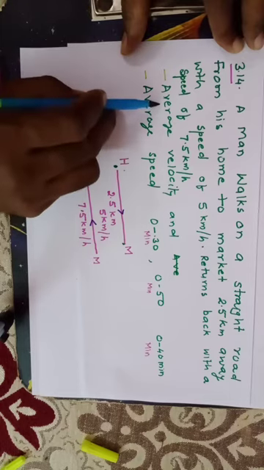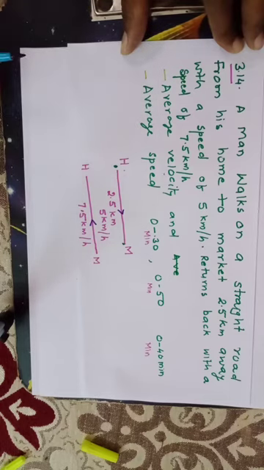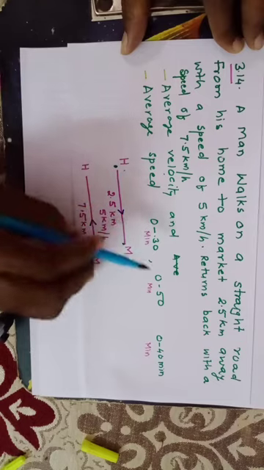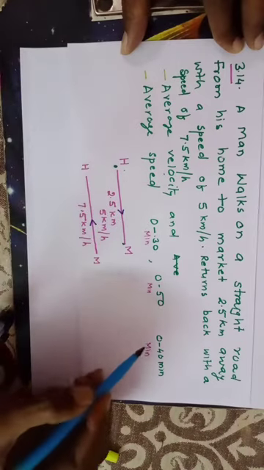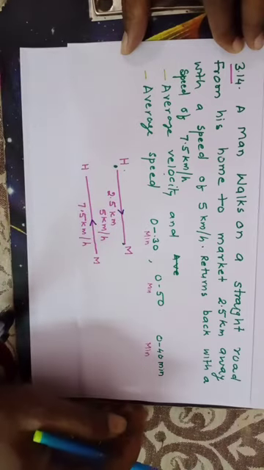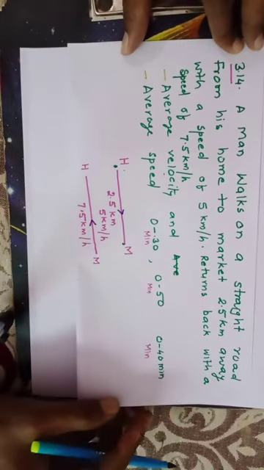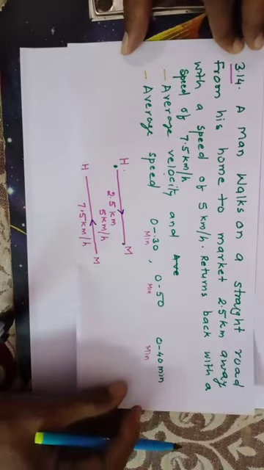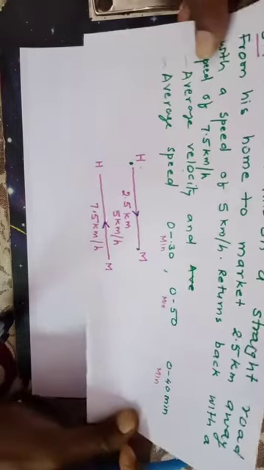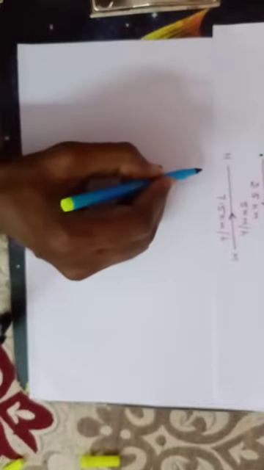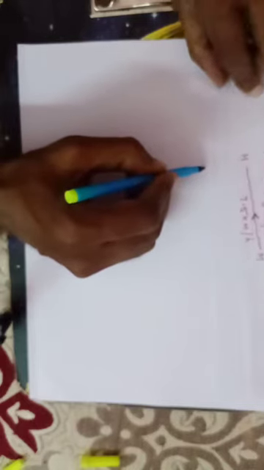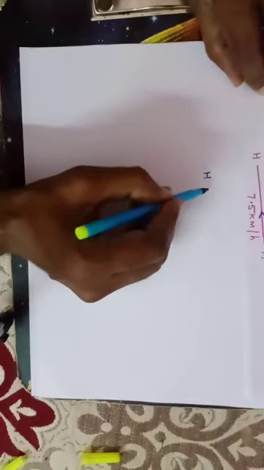Find out the average velocity and average speed during 0 to 30 minutes, 0 to 50 minutes and 0 to 40 minutes. So first of all, we will see the home to market condition. When he goes from home to market.